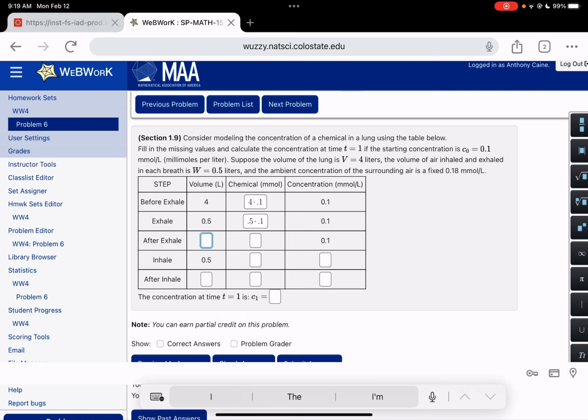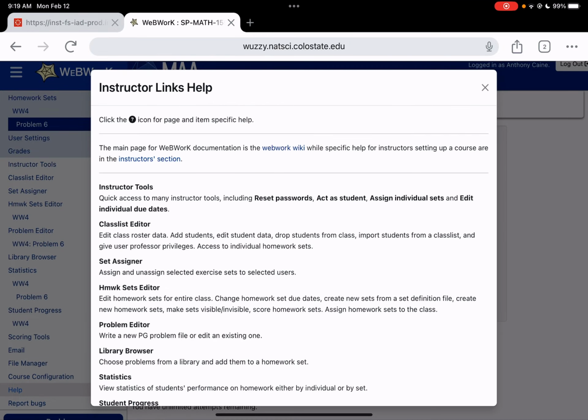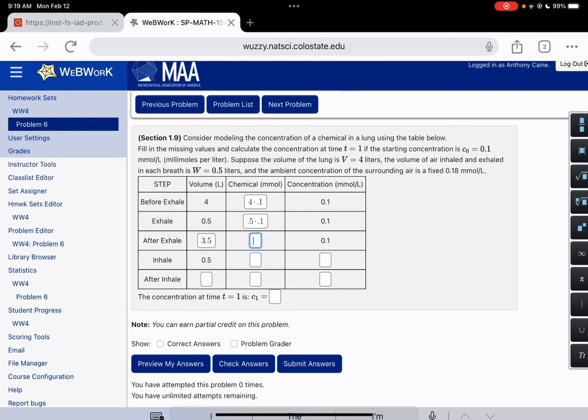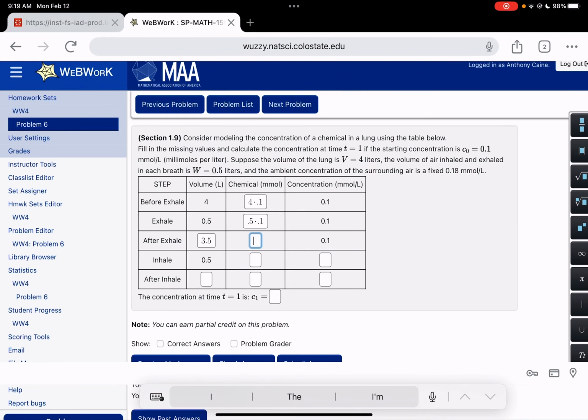Well, okay, I said that, and we get to this first blank where we should think a little. So after you exhale, how much volume is in your lungs? I began with 4. I blew out 5 liters. What's left over? Oh, 3.5. And how much chemical is left in your lungs? Well, it's your concentration times the volume that's left.